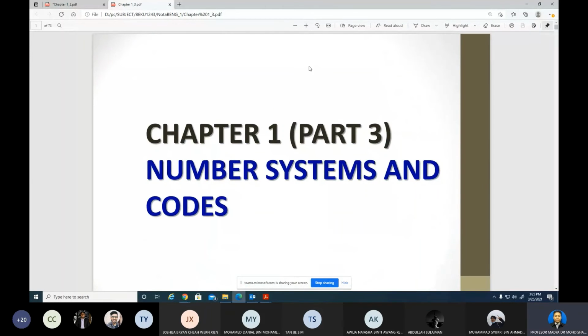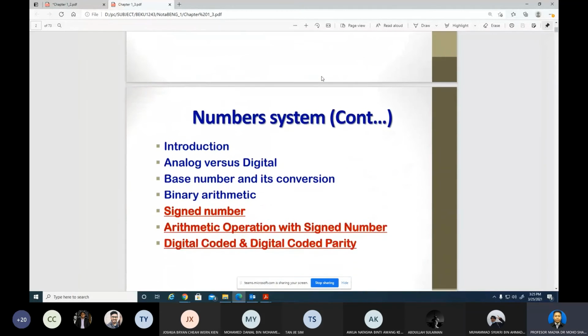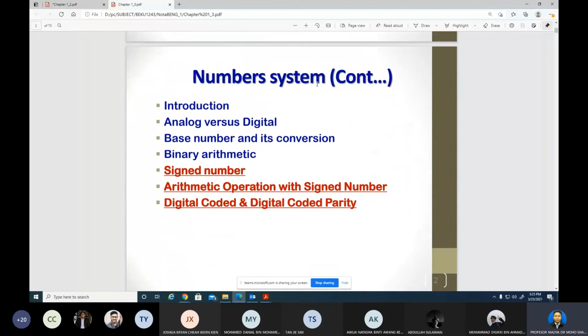Okay, so next we go for chapter 1, part 3. Part 3 is still in the numbering system and codes. On this part we have the introduction, analog versus digital. I think I already explained to you the difference between analog and digital. Then base number, which we already explained before this, and conversion, and then binary arithmetic.